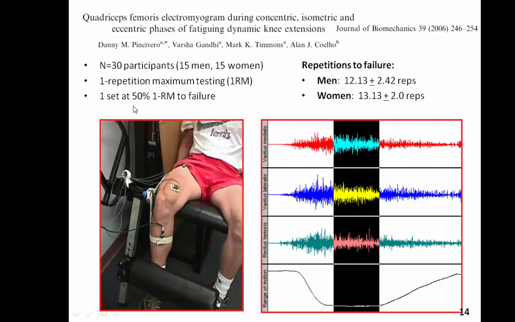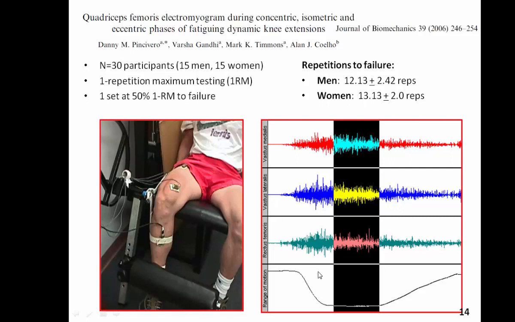And so in this particular study, participants performed one set of a fatiguing set of contractions at 50% of their one repetition maximum, and women were found to be able to perform one repetition more than the men in the study, which is consistent with other studies that have demonstrated women at the same relative force level are able to perform muscular contractions for a statistically longer period of time.